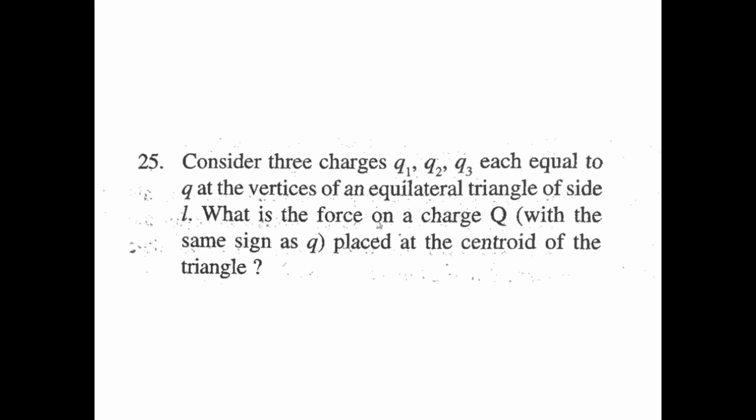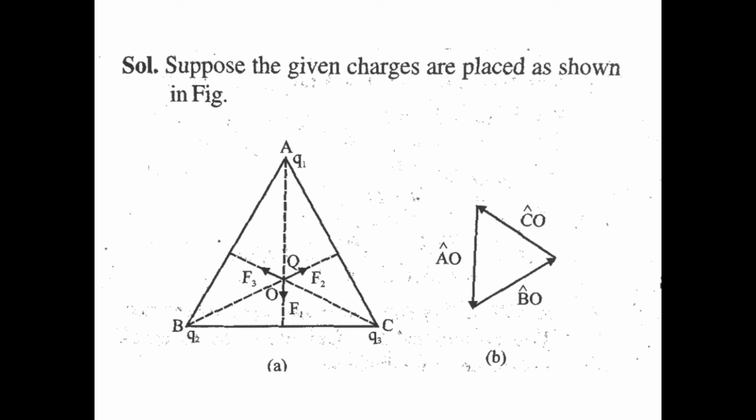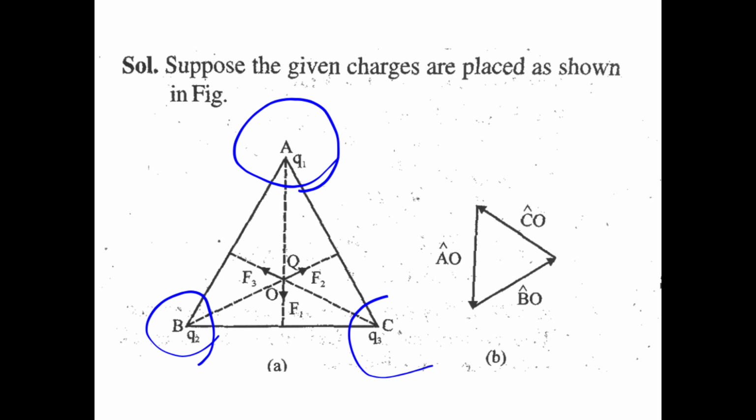Next, consider three charges. Here three charges Q1, Q2, Q3, each equal to Q, are at the vertices of an equilateral triangle of side L. What is the force on the charge q, with the same sign as Q, placed at the center of the triangle? Okay, this is the figure. Q1, Q2 and Q3 are situated at positions A, B, C in the equilateral triangle. This is the centroid.